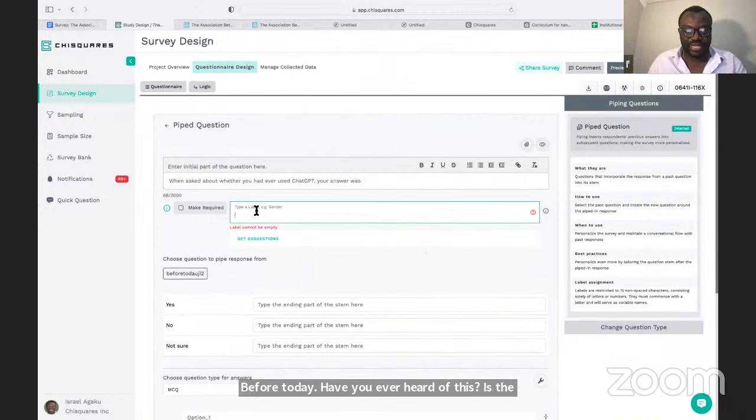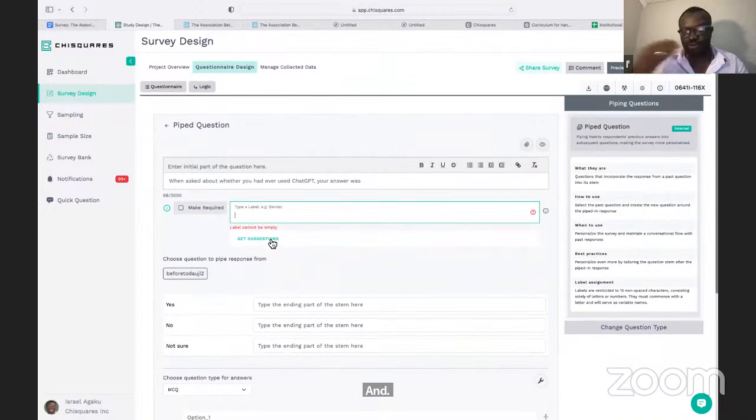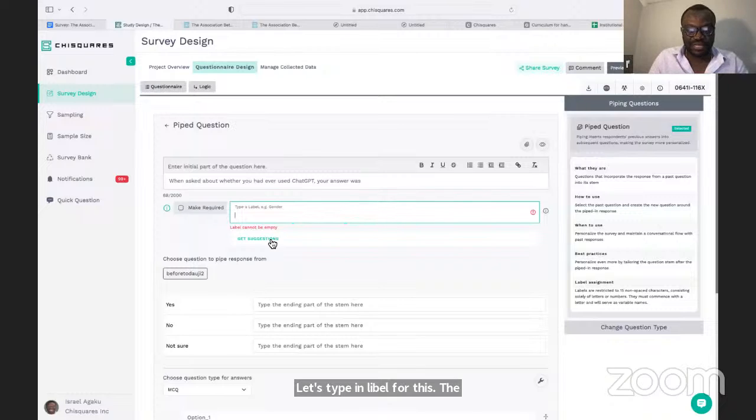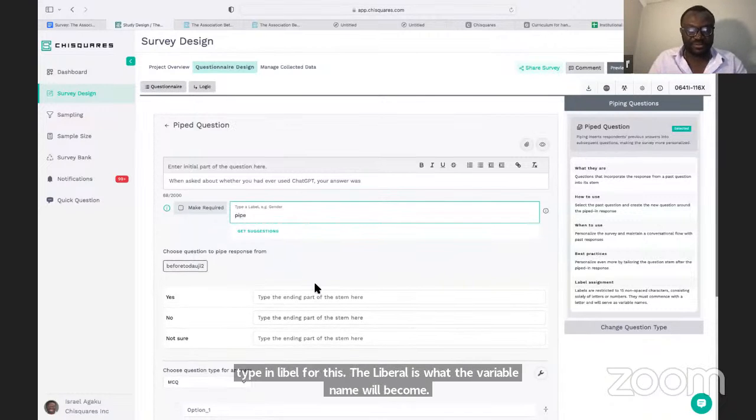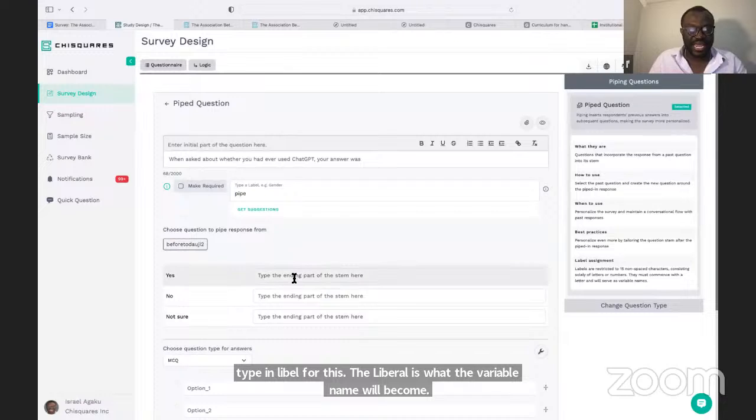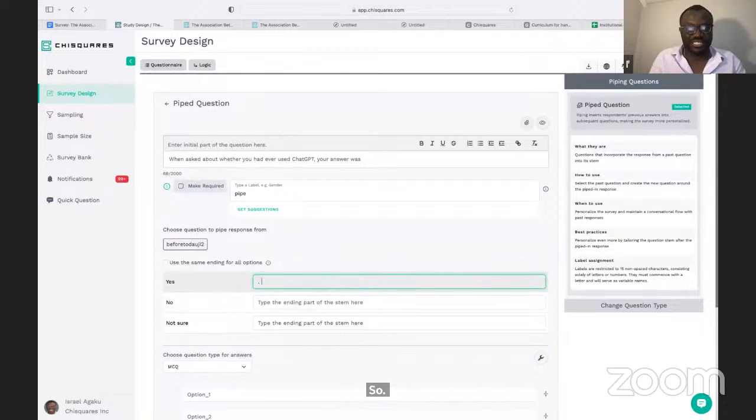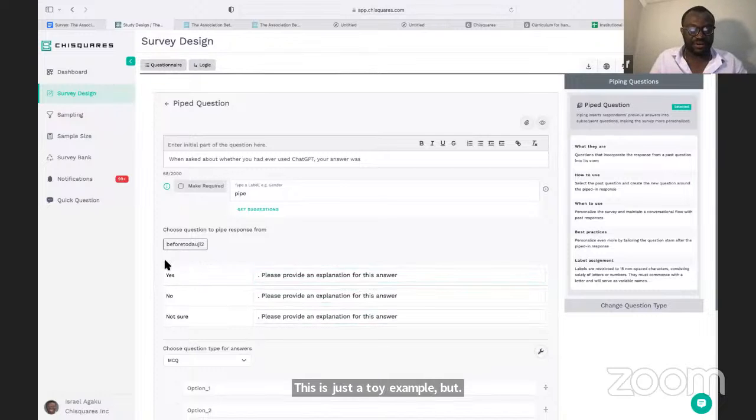And let's type a label for this. The label is what the variable name will later on become. So let's call this, let's say pipe, right? And then the ending part of our question is, please provide an explanation for this answer. This is just a toy example, and let's use the same ending for all options by clicking this box.